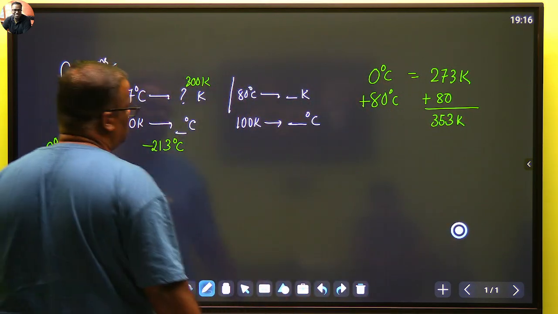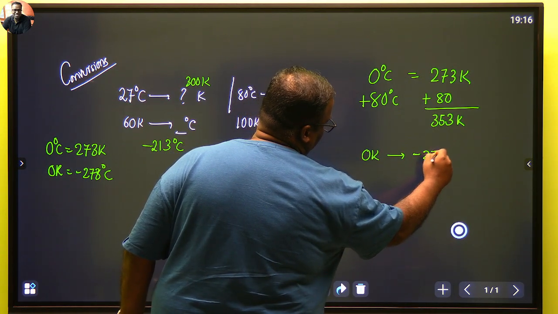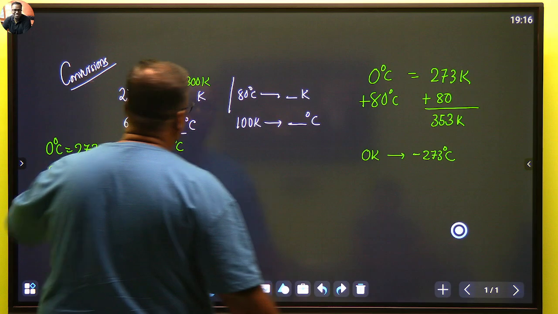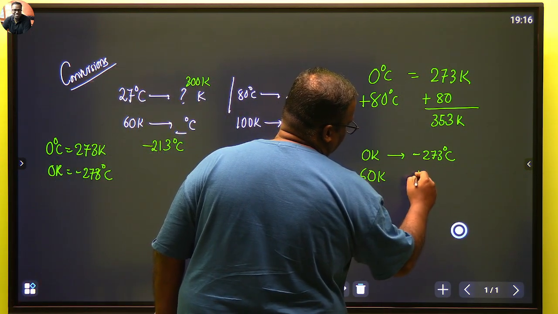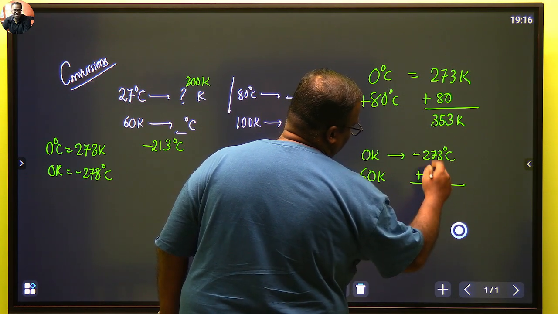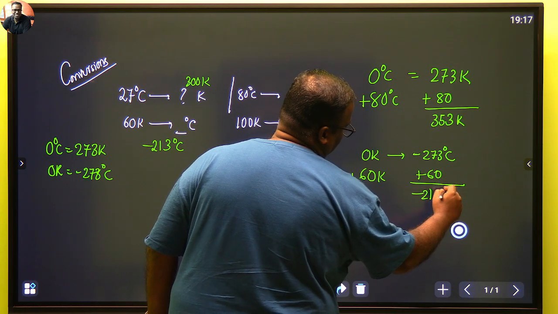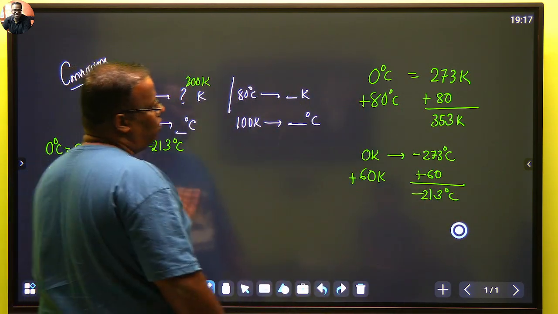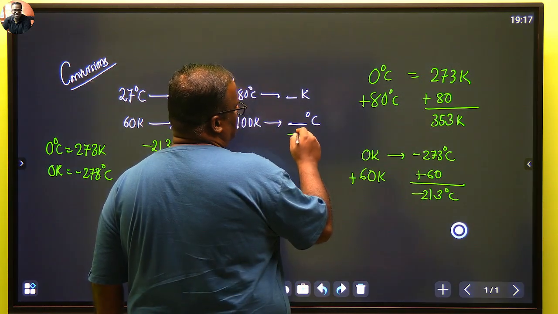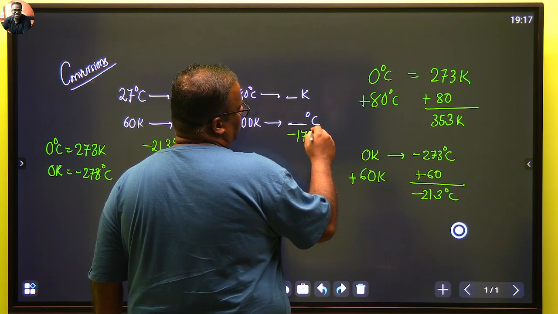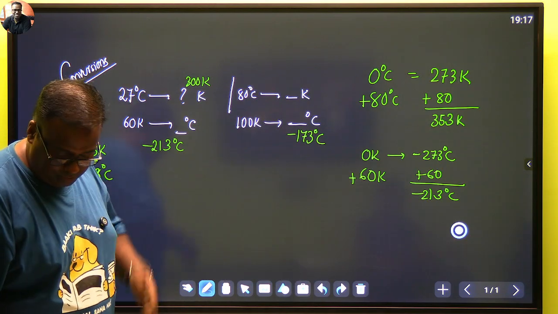And in the previous problem you see, 0 Kelvin gives me how much? Minus 273 degrees Celsius. Now how much did you want to find out? 60 Kelvin. That means you have added 60 Kelvin here. You add 60 out here. So if you add 60, it becomes how much? Minus 213. Okay. So how much is 100? You have added 100 out here. So add 100, it becomes minus 173 degrees Celsius. All of you fine? Conversions? Very good. Chalo.